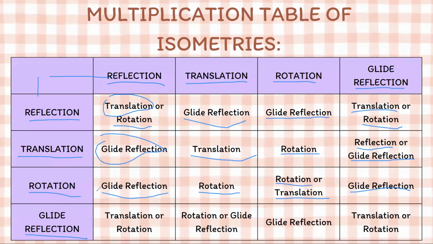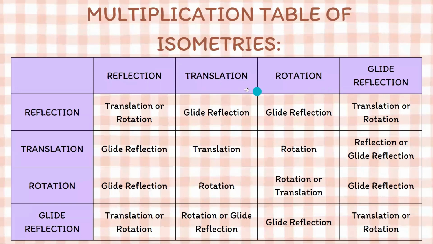Lastly, glide reflection and reflection will result in translation or rotation. Glide reflection and translation, rotation or glide reflection. Glide reflection and rotation will result in glide reflection. Glide reflection and glide reflection will result in translation or rotation. This table is constant, so you just need to follow this multiplication table of isometries. And that's all.